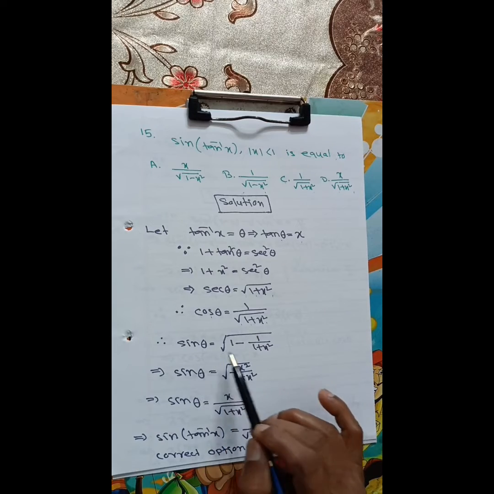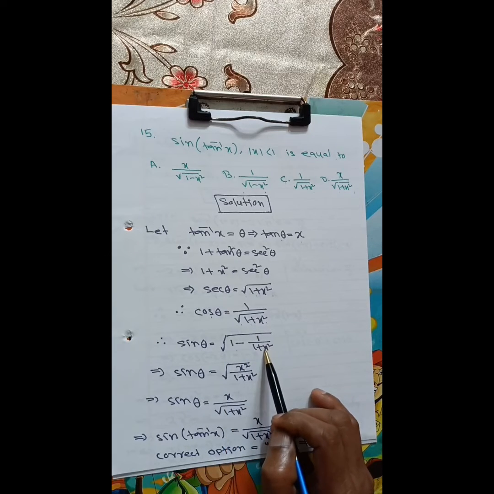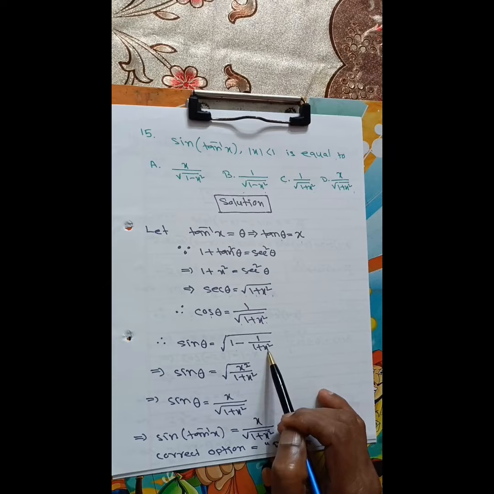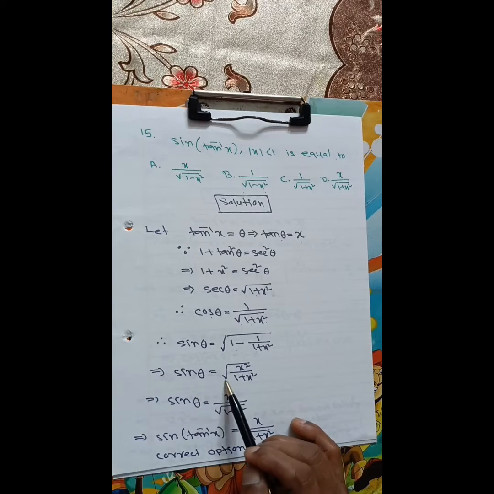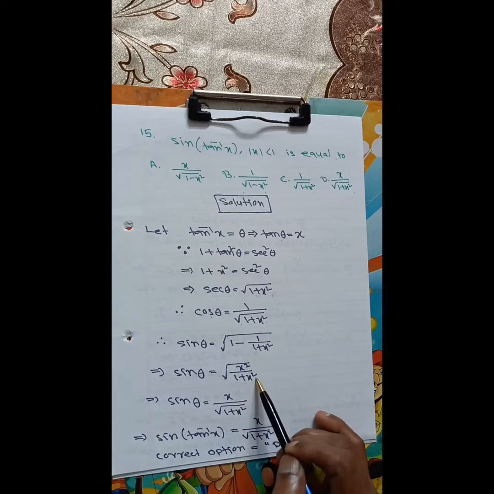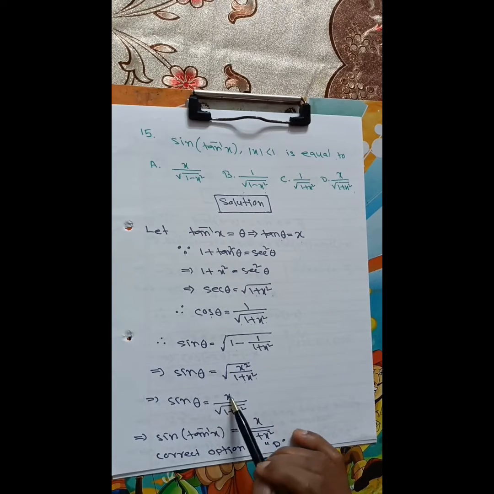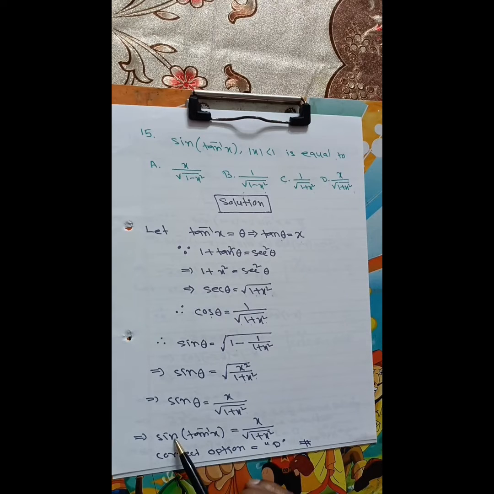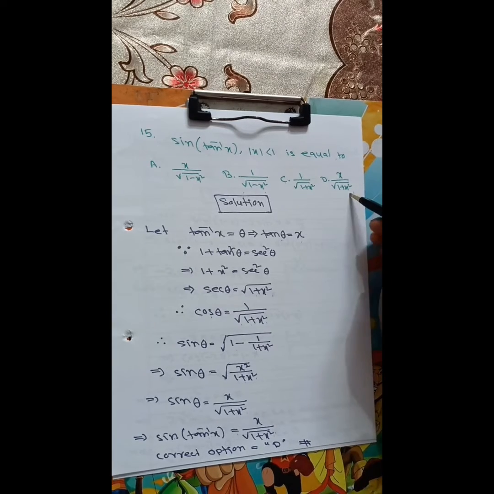Sin theta is equal to what? Sin square theta is 1 minus cos square theta, so it becomes 1 minus 1 by 1 plus x square. After calculation, we get sin theta equal to root over x square by 1 plus x square. Therefore sin theta is equal to x by root over 1 plus x square. So sin of tan inverse x is equal to x by root over 1 plus x square. That is the result. So the correct option is D.